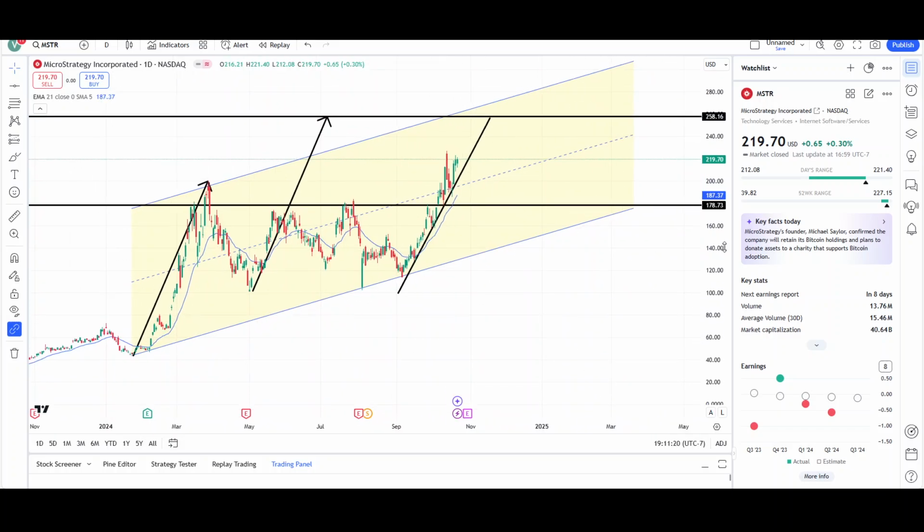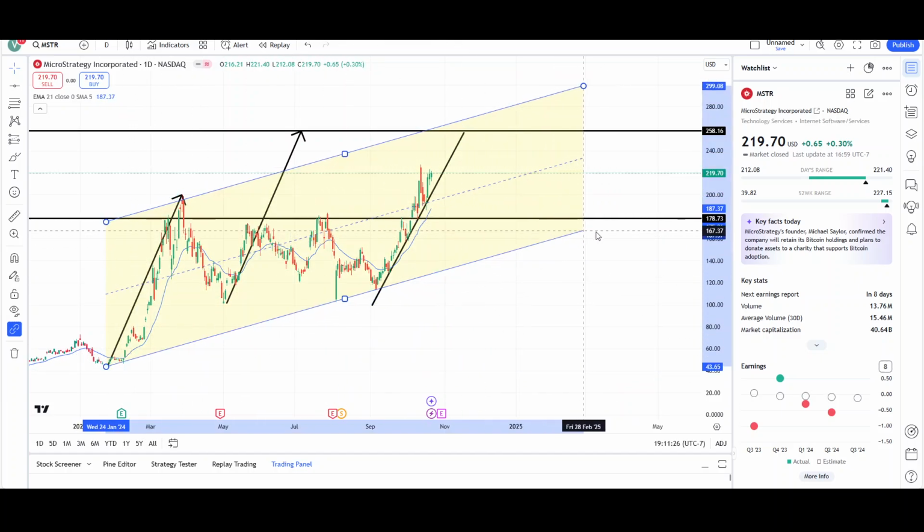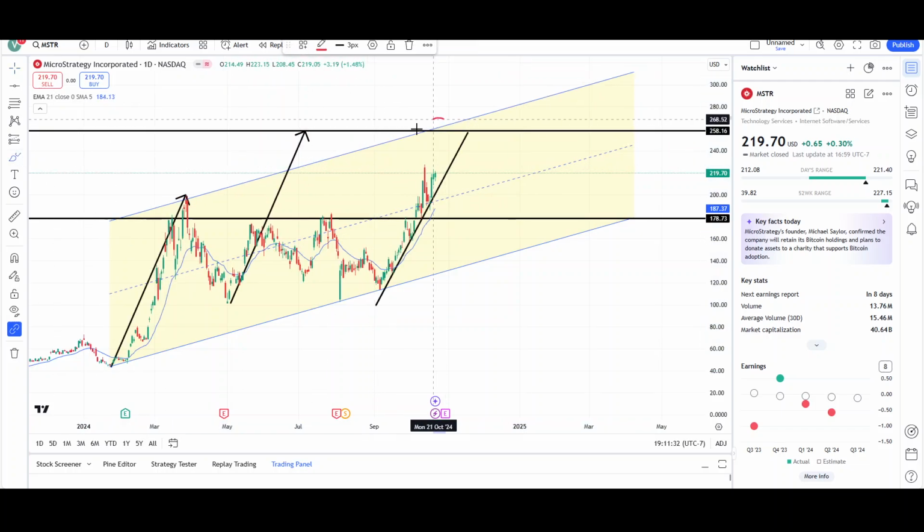And you could also use other means of finding a target. The next one is a channel. You can see that if I connect the swing lows on the bottom, we form a channel, especially if I drag it up to the top. We have the channel highs. So that is also another potential target, which coincides with that measure move target. So that solidifies that this is a good target for the buyers to take profit at these higher price levels, the mid 200s.